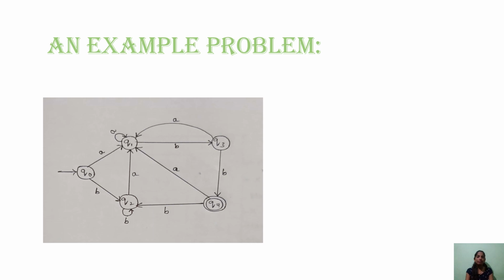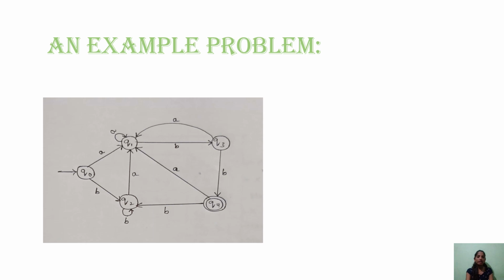Let's see an example for the minimization of DFA. Here this is a question for which there are 5 states Q0, Q1, Q2, Q3 and Q4. Here Q0 is the starting state and Q4 is the final state.